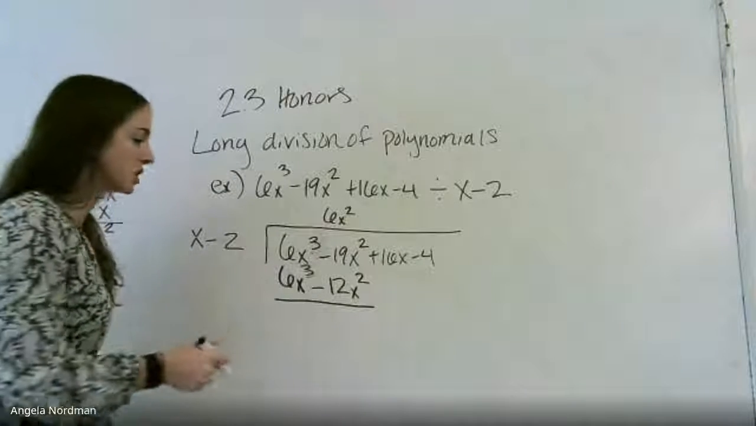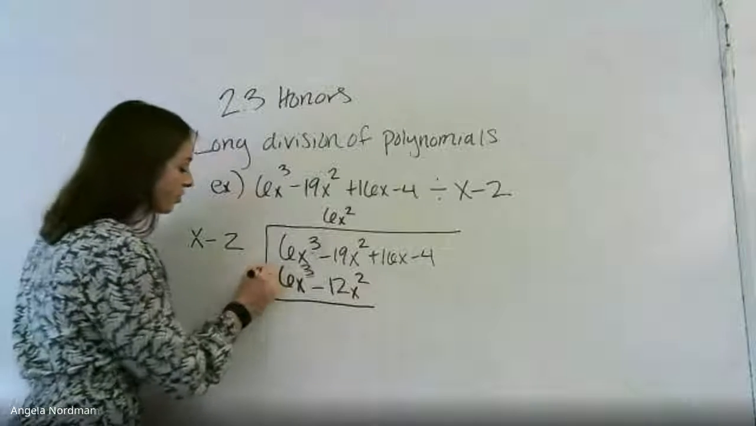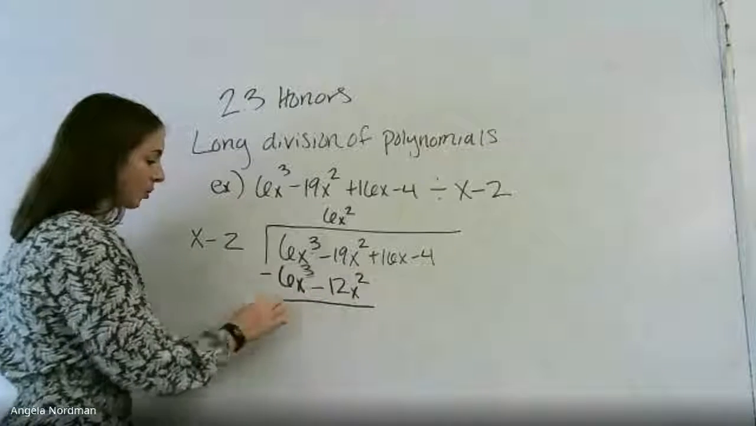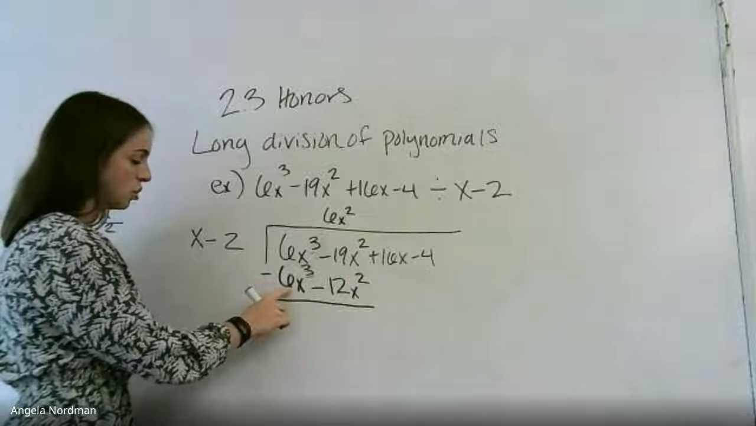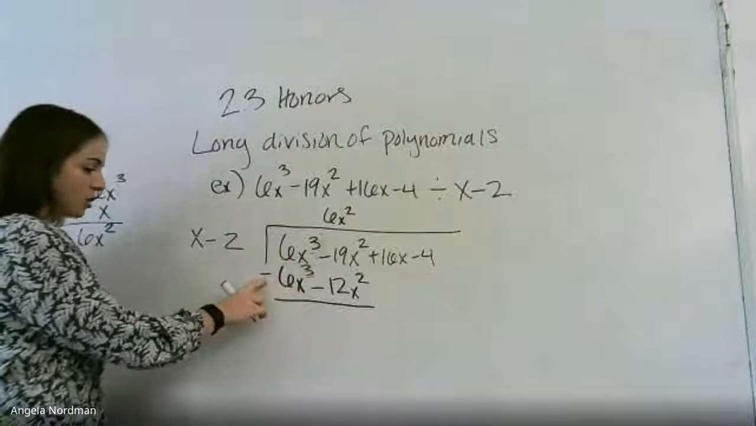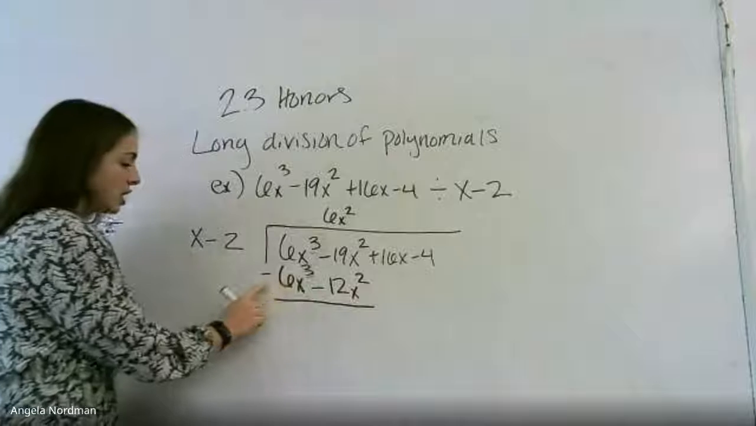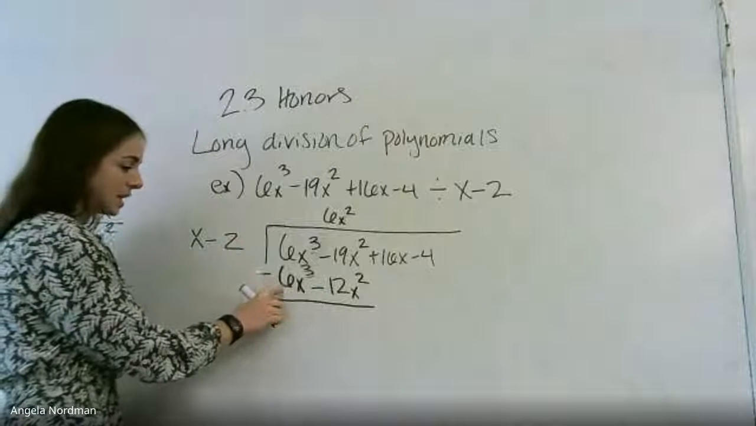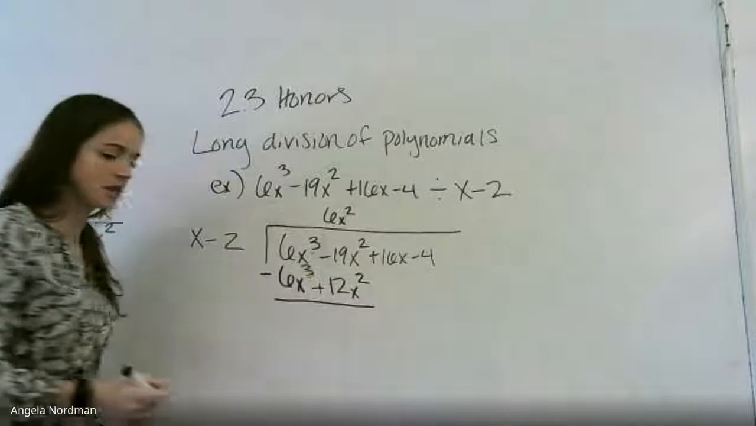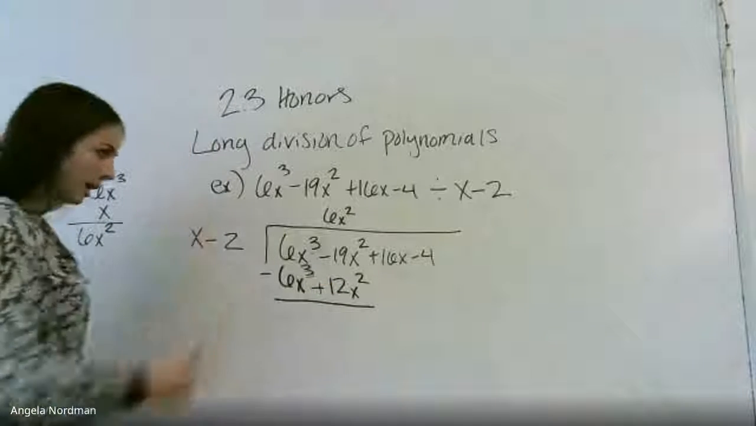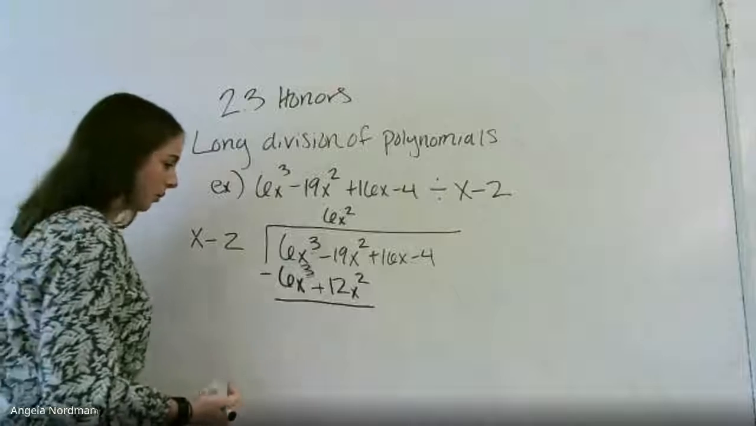We say change the sign because since we're subtracting everything in this bottom row, a lot of people forget and only apply this subtraction to my first term. This subtraction applies to both terms. So I'm changing the sign of my 6x to a negative 6x, my negative 12x to a positive 12x. Now I can basically add straight down.